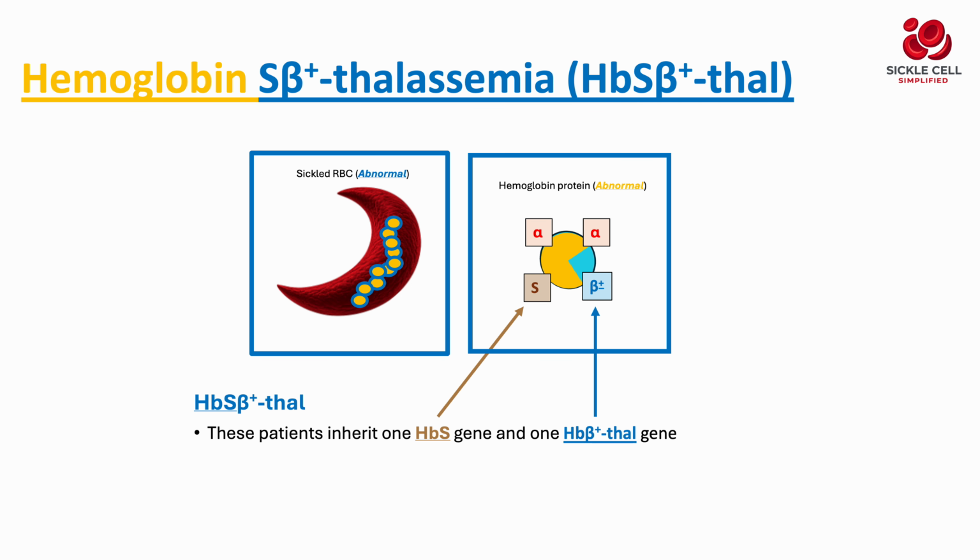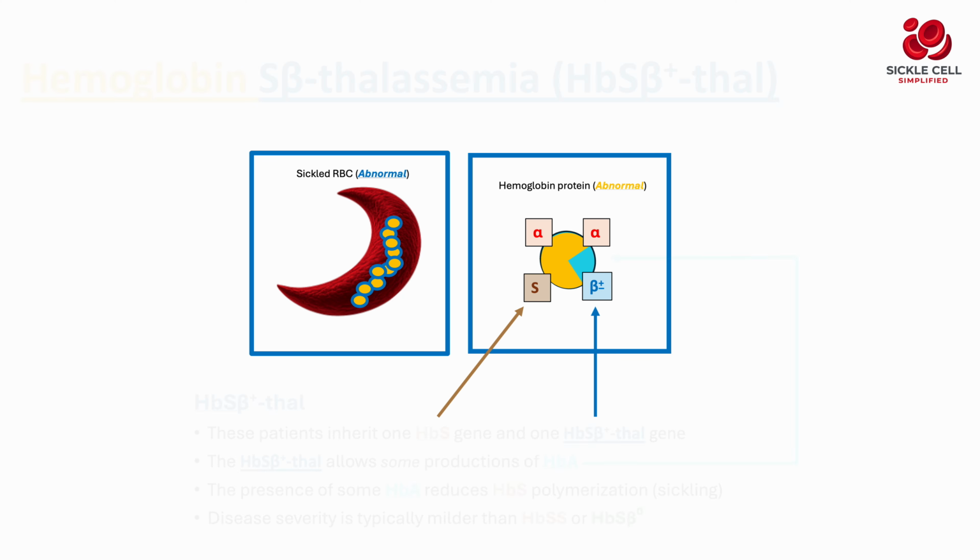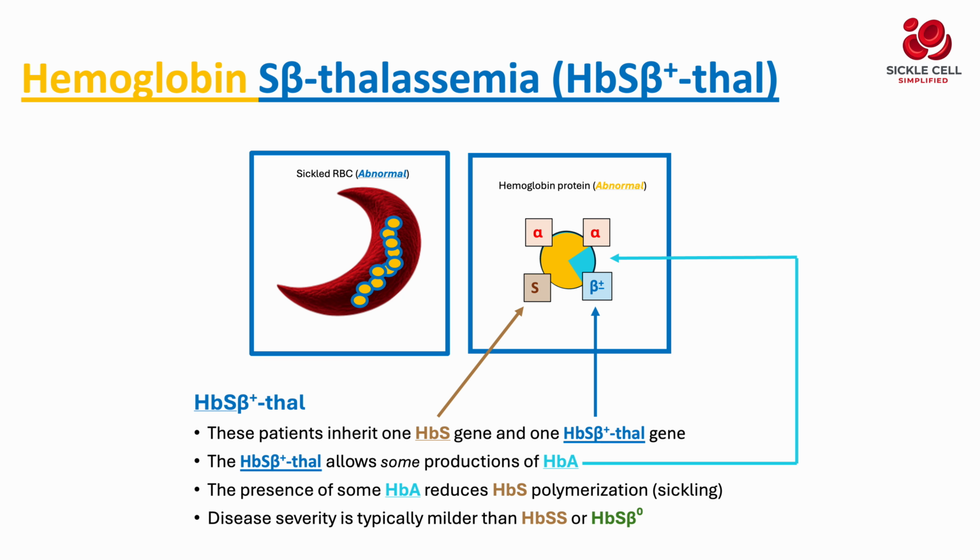Let's take a closer look at hemoglobin Sβ+ thalassemia. Here, the patients are going to inherit 1 hemoglobin S gene and 1 hemoglobin beta plus thalassemia gene. The hemoglobin Sβ+ thalassemia allows for some production of hemoglobin A. In this type of thalassemia, I like to think of the plus sign as plus some hemoglobin A. The presence of some hemoglobin A reduces the hemoglobin S polymerization, also known as sickling. Disease severity for these types of patients is typically more mild than a hemoglobin SS patient or a hemoglobin Sβ0 thalassemia patient.